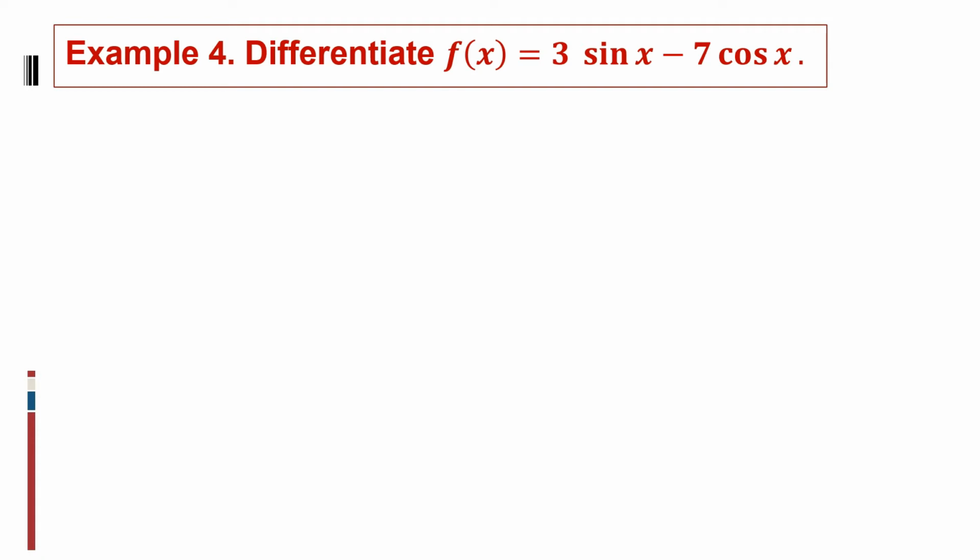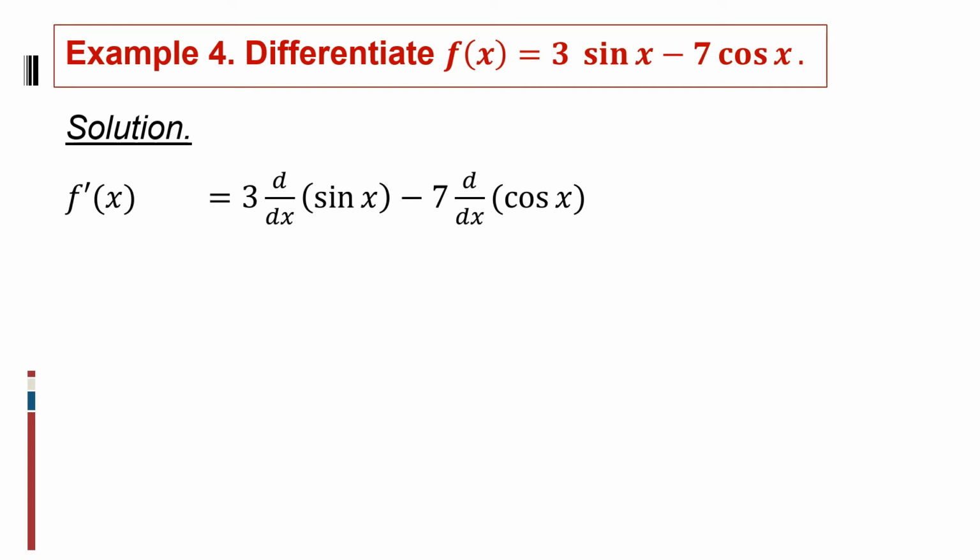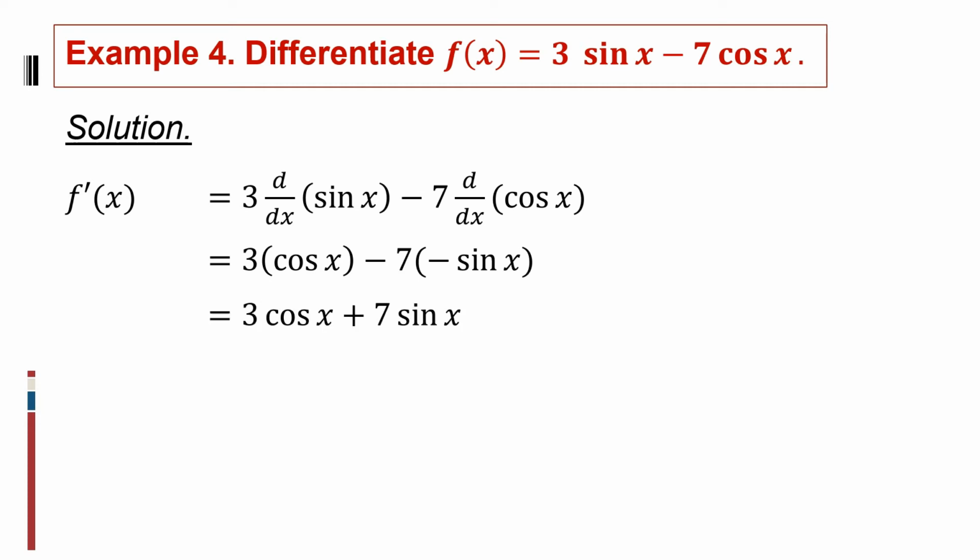Let's differentiate f of x equals 3 sine x minus 7 cos x. So since meron tayong difference, so we can use the difference rule. So we have 3 times the derivative of sine x minus 7 times the derivative of cosine x. Or that is simply 3 times cosine x minus 7 times negative sine x. Or 3 cosine x plus 7 sine x.